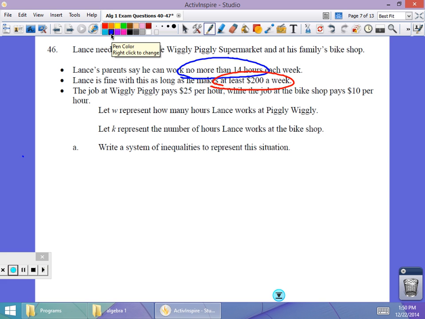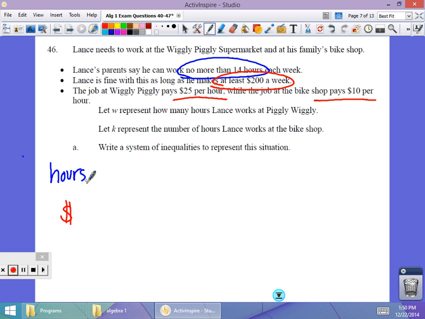The job at the Piggly Wiggly, or Wiggly Piggly, pays $25 per hour, and the bike shop job pays $10 per hour. Let W represent how many hours Lance works at Piggly Wiggly, and let K represent the number of hours worked at the bike shop. Writing a system of inequalities. We have 2 constraints. We have our money constraint, and we have our hour constraint.